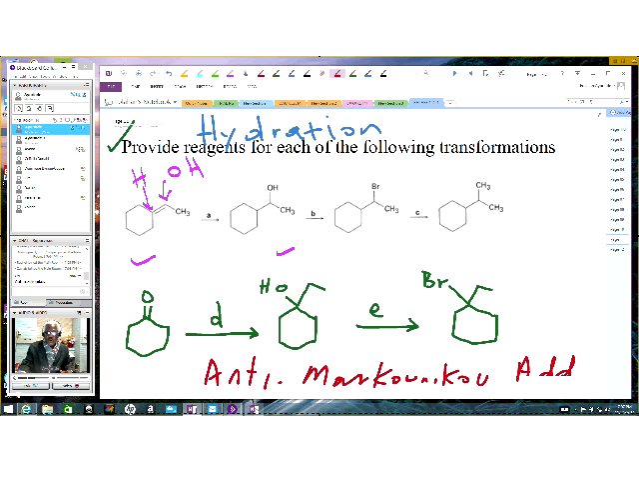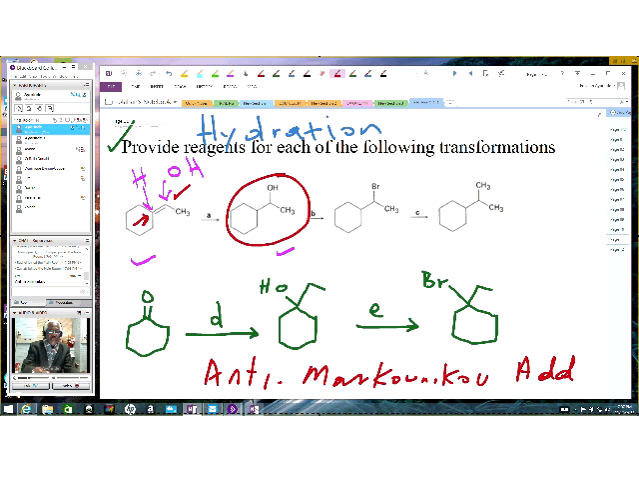Now if you recall, for anti-Markovnikov addition of water, what that means is we are going to add hydrogen to the carbon of the carbon-carbon double bond that has fewer hydrogens attached to it, and we are going to add the hydroxy group to the carbon that has more hydrogens attached to it. So that is why we're adding hydroxy to here, and to here we're adding hydrogen. Therefore, we obtain this secondary alcohol.